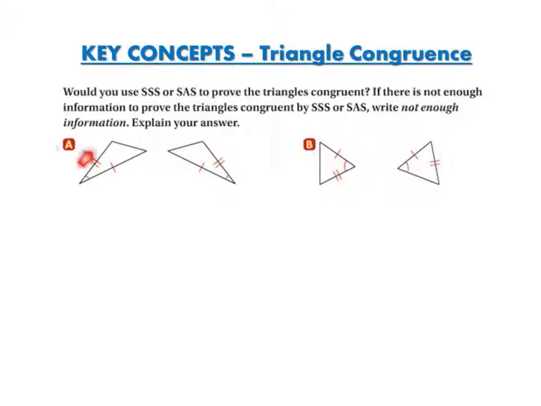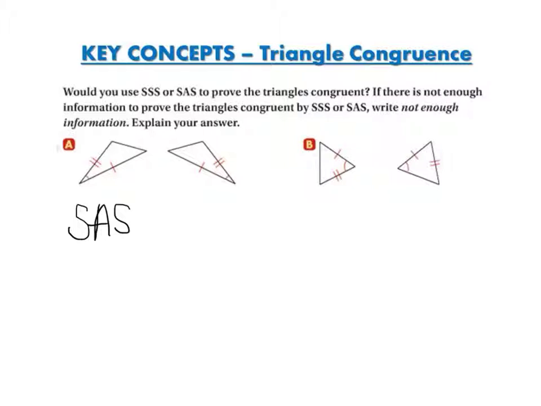I have 2 tick marks over here, 2 here. There's 1 tick mark, 1 tick mark, and an angle with 1 arc. I have side, angle, side. So in this case, A, I could use side, angle, side to prove the 2 triangles were congruent. Let's look at problem B.